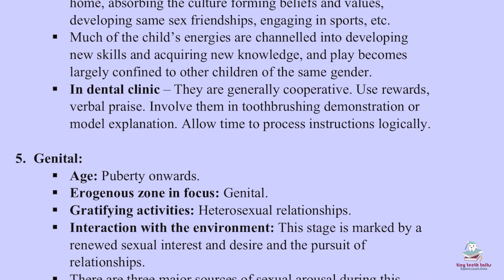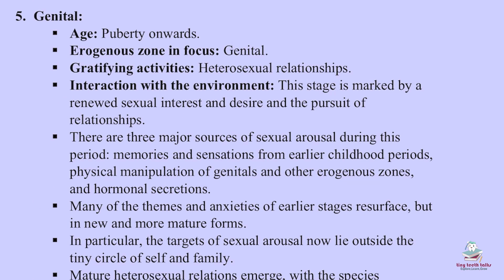Coming to the fifth stage, which is genital, the age is puberty onwards. The erogenous zone in focus is genital again. Gratifying activities are heterosexual relationships. So this stage is marked by a renewed sexual interest and desire and the pursuit of relationships. There are three major sources of sexual arousal during this period.